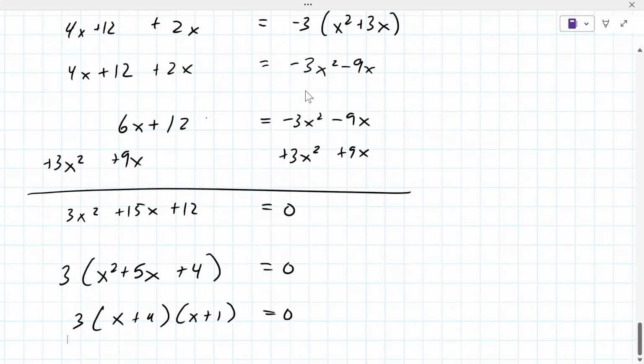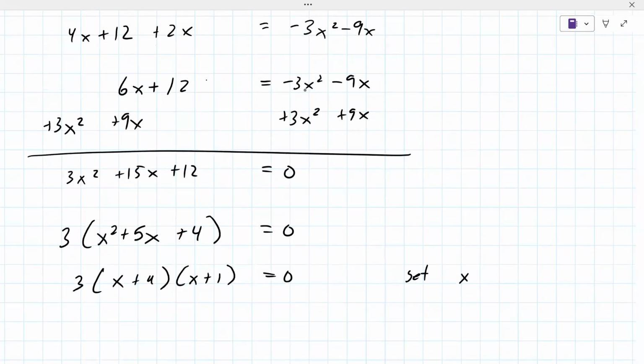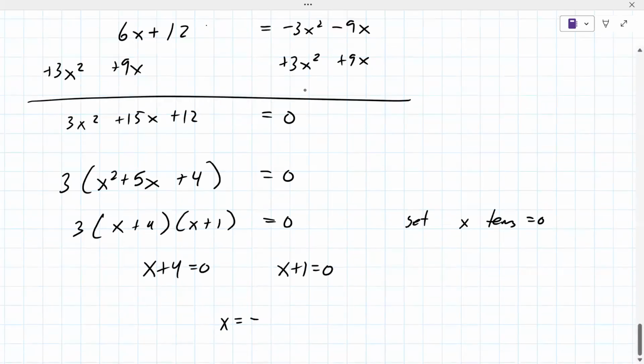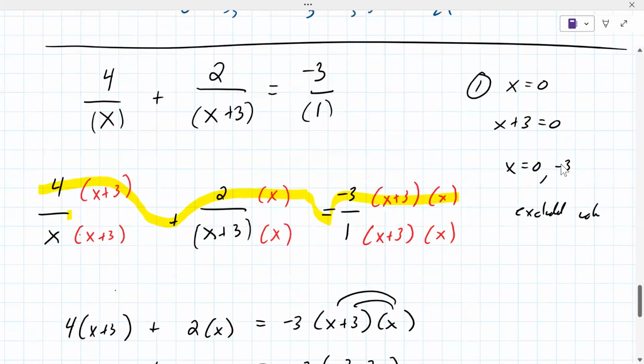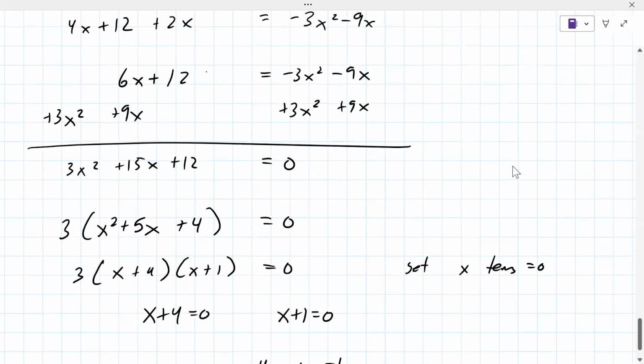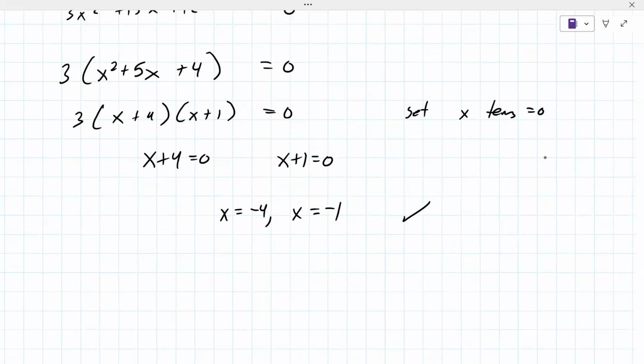You set the x terms equal to 0. So you set x plus 4 equal to 0, x plus 1 equal to 0. And x is either -4 or x is -1. And those do not match up with any of our excluded values, so we're okay. So these are good.